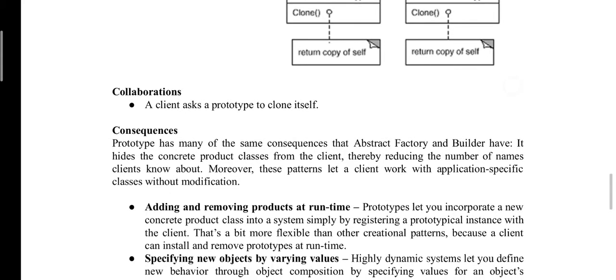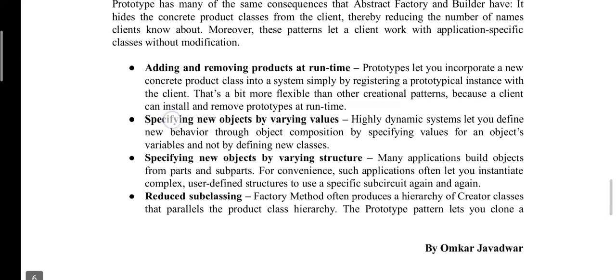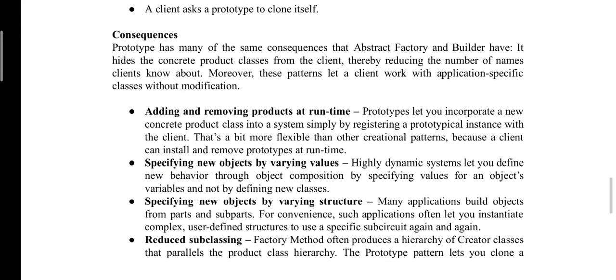The next one is the consequences. What are the different consequences of the prototype creational design pattern? Prototype has some of the same consequences that abstract factory and builder have. It hides the concrete product class from the client, thereby reducing the number of names clients know about. That means it hides how the concrete product objects are created. Moreover, these patterns let a client work with application-specific classes without modification. So these are some consequences which happen after applying the prototype creational design pattern.